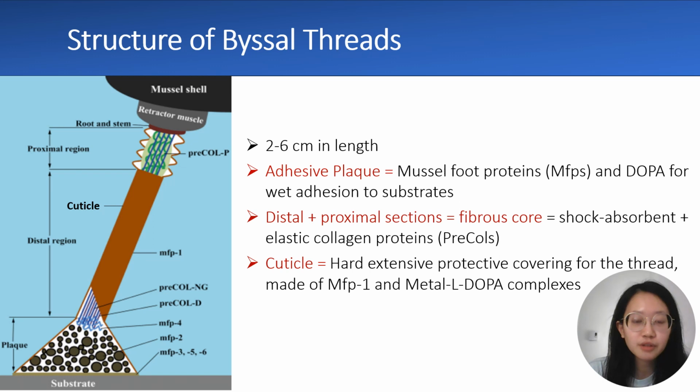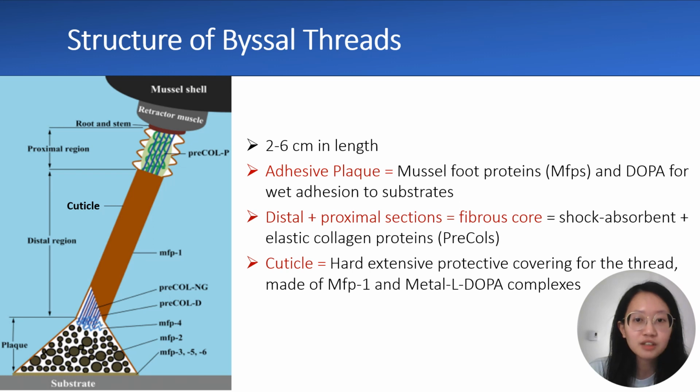So now I will be going over the structure of Byssal threads. Byssal threads are around 2 to 6 centimeters in length and consist of 4 parts: an adhesive plaque, distal and proximal sections that make up the fibrous core, and the cuticle layers surrounding the entire thread.